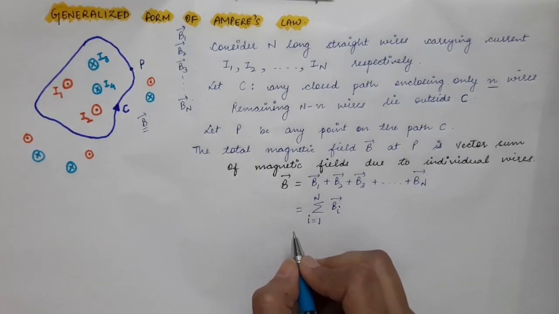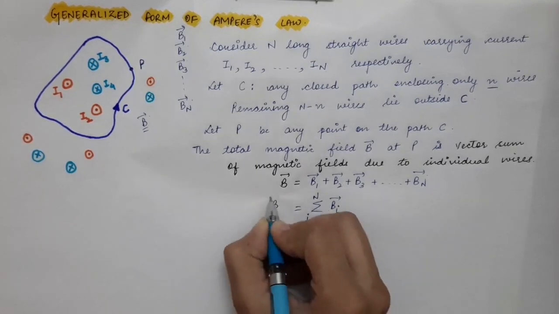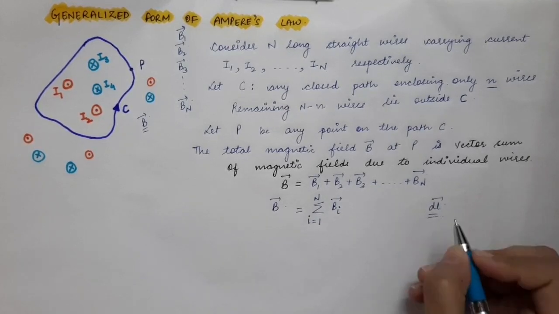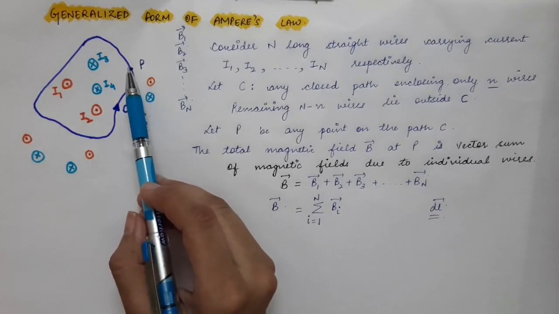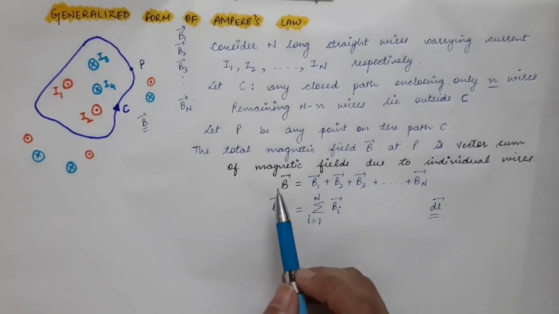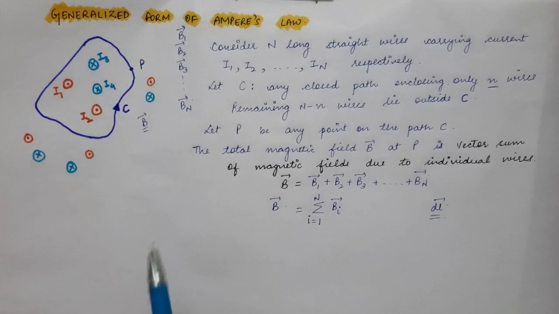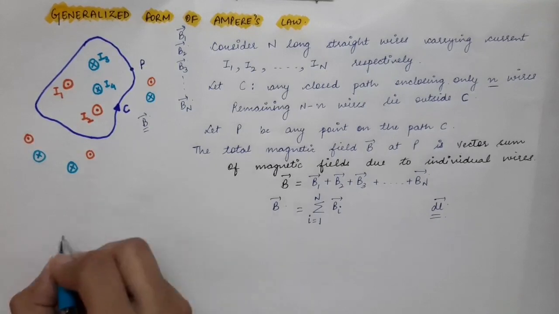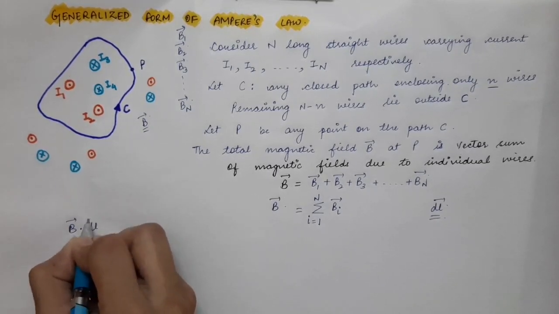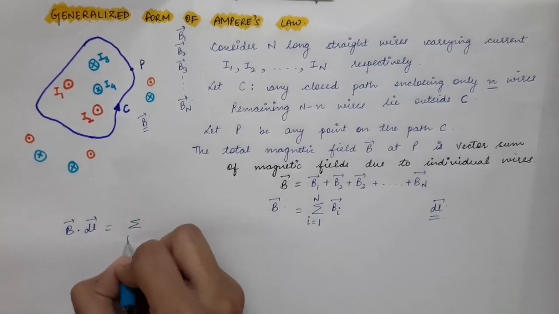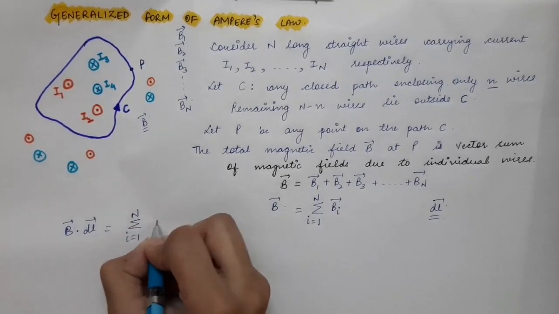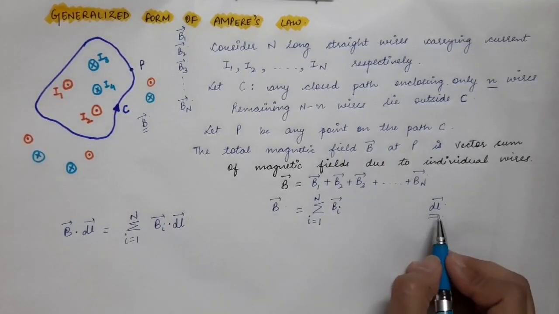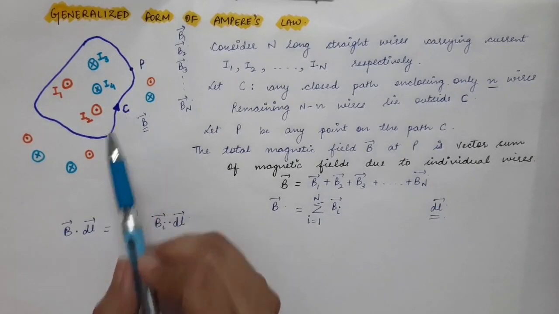Now let's take the dot product of both the sides with dl vector. So dl vector is a small elementary length on this path. So let's take dl vector as a small elementary length on this closed path C. So we will do dot product on both hand sides with dl vector. So on the left hand side you will get B vector dot product with dl vector, and on the right hand side you will get summation of i is equal to 1 to n, then Bi vector dot product with dl vector. So dl vector is the elementary length taken on this closed path C.